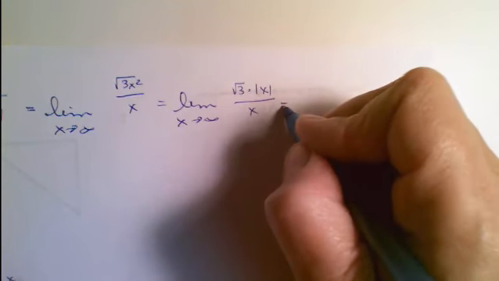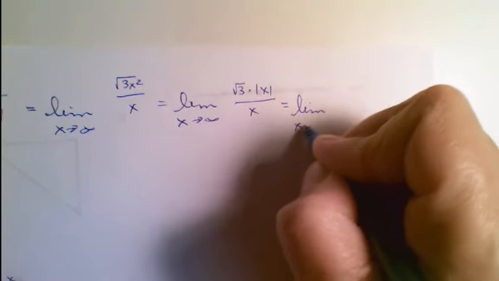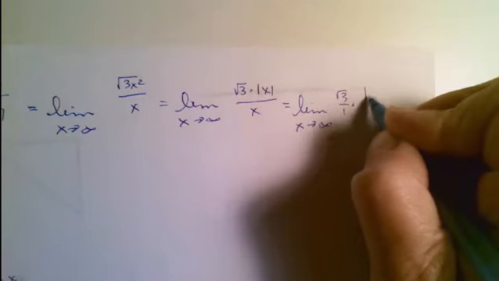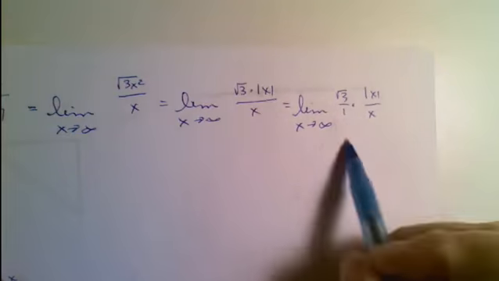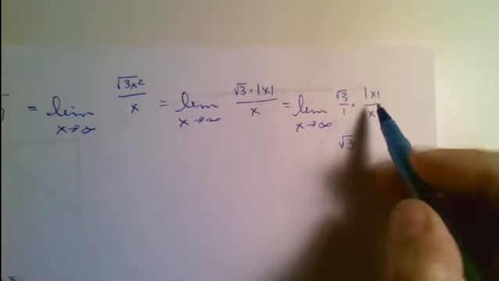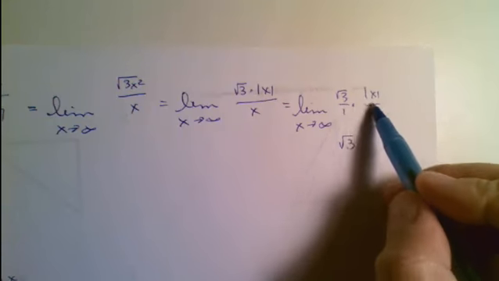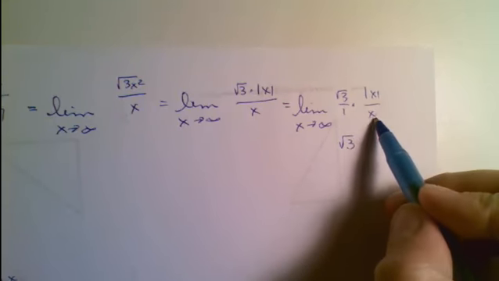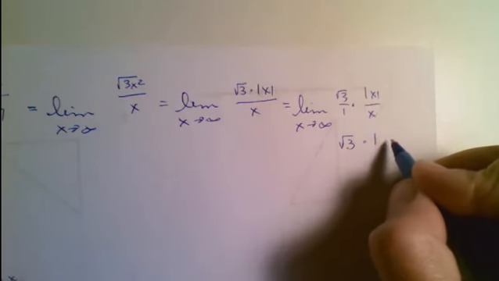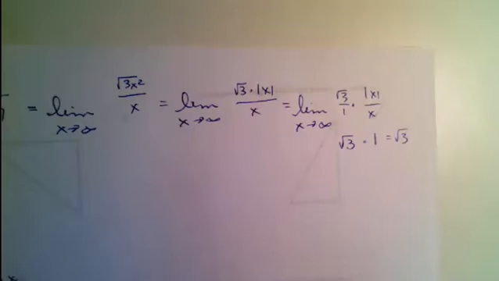Then I'm going to actually break this up again. I think that's easier to see. Limit as x approaches infinity of the square root of 3 over 1 times the absolute value of x over x. Limit as x approaches infinity of the square root of 3 is the square root of 3. Limit as x approaches infinity of the absolute value of x over x. Again, because both x's are positive, it reduces to 1, and so I get the square root of 3.